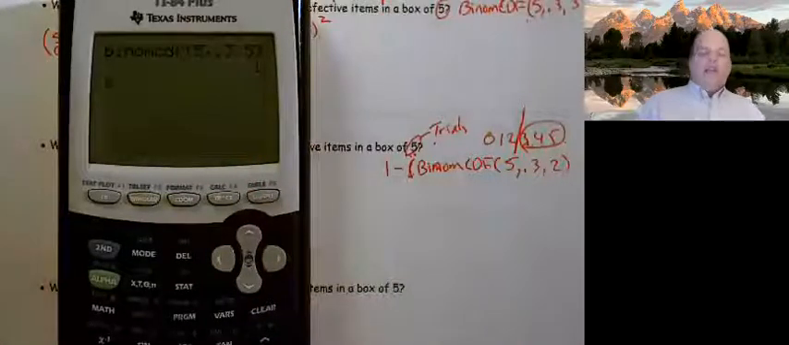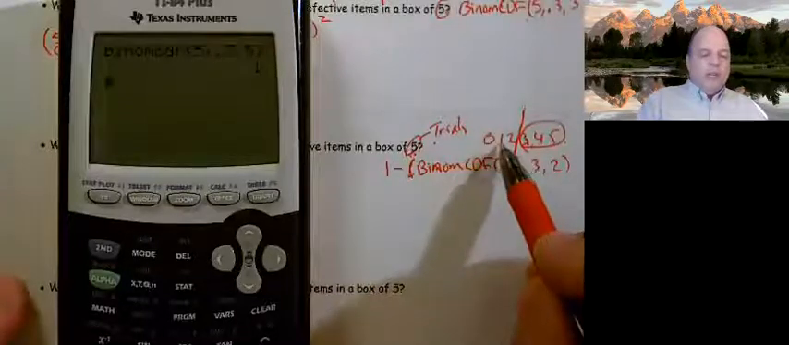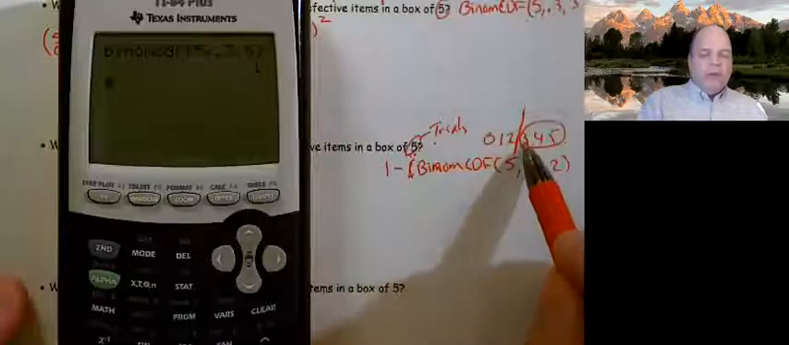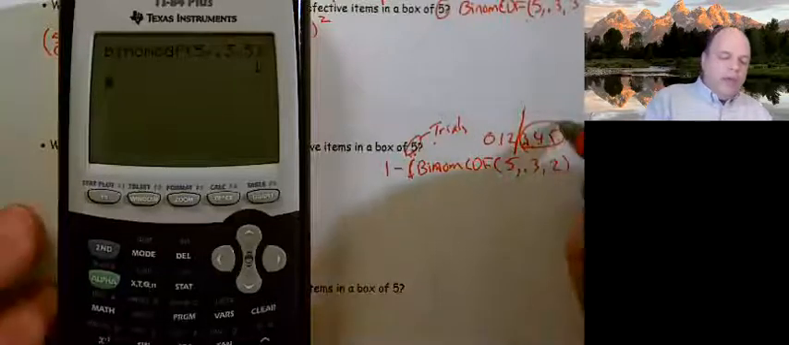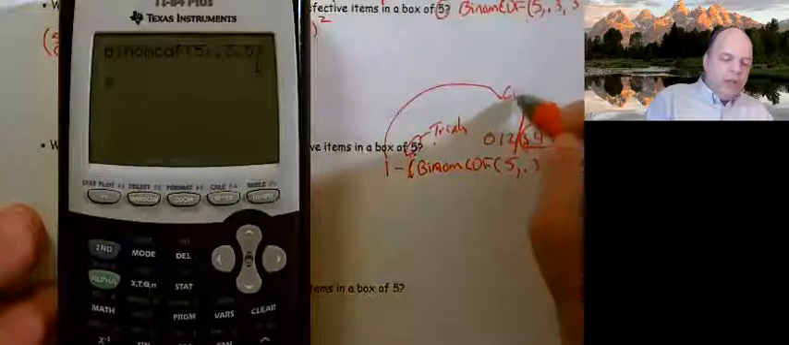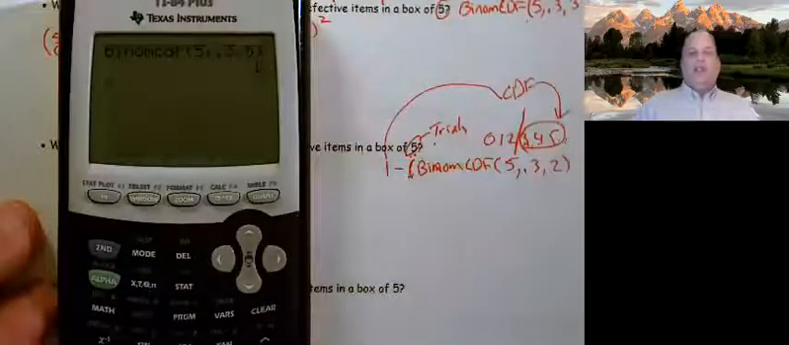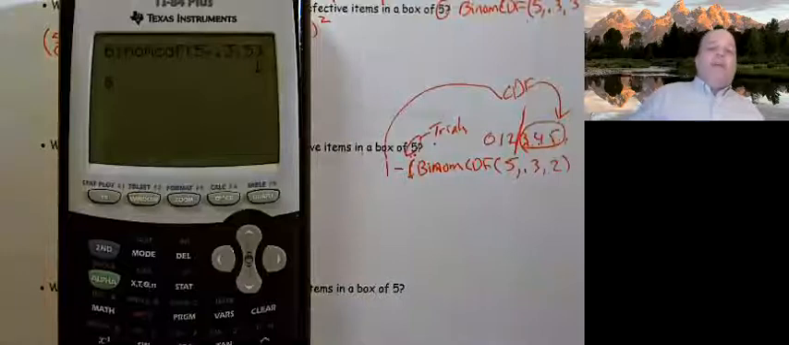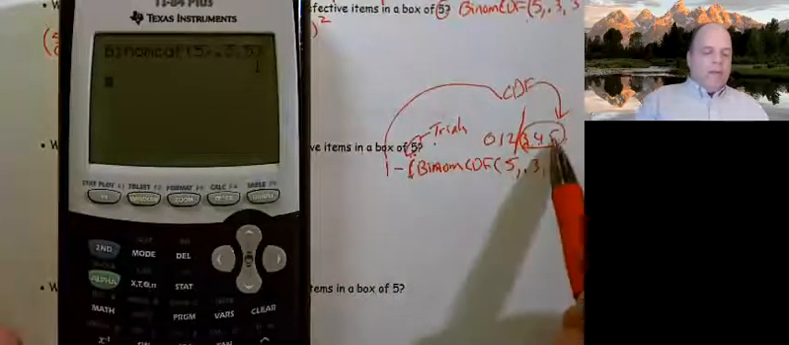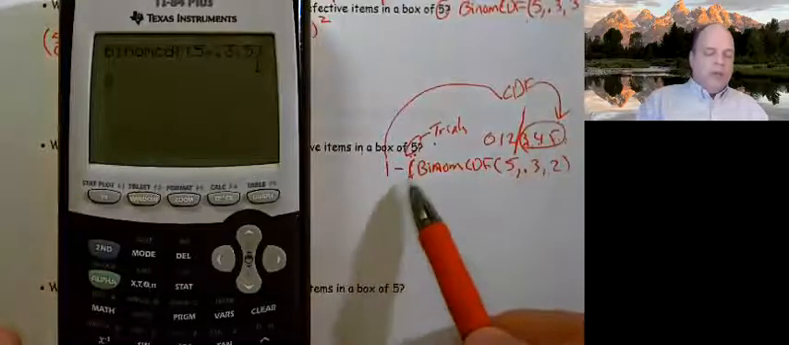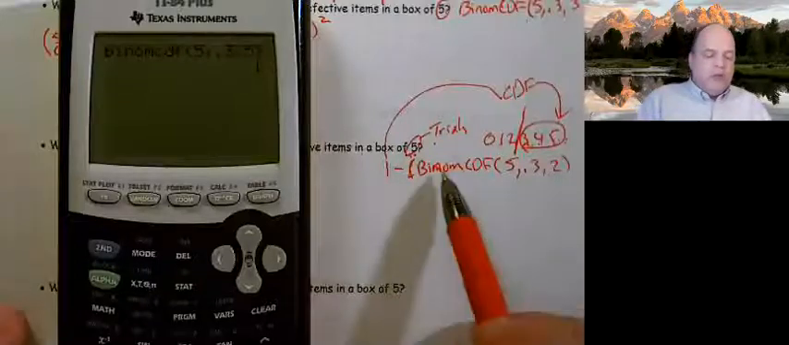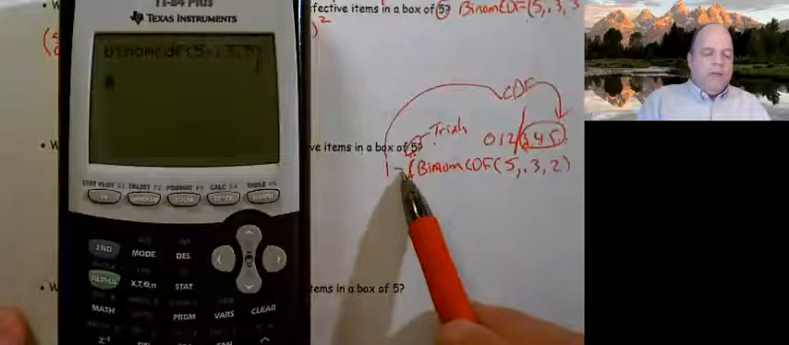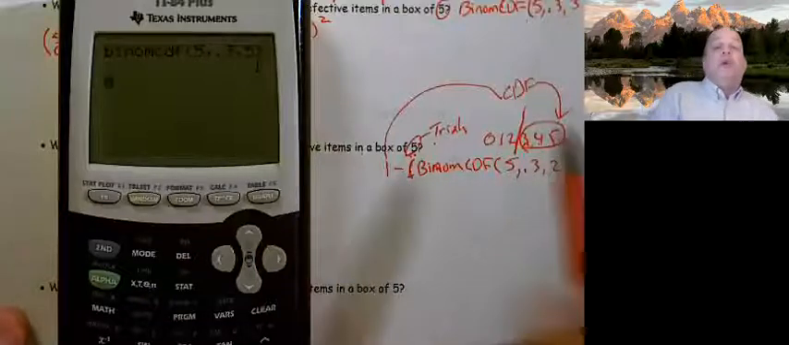And the reason for that is because the CDF is the sum of all the PDFs. So the PDF of 0 plus the PDF of 1 plus the PDF of 2 plus the PDF of 3 plus the PDF of 4 plus the PDF of 5 equals 1. So this 1 is the CDF of that. All right, so this is where that 1 comes from. This means we have everything because it's a valid probability distribution. So the binomial CDF of 5 minus the binomial CDF of 2 is what we're actually doing.